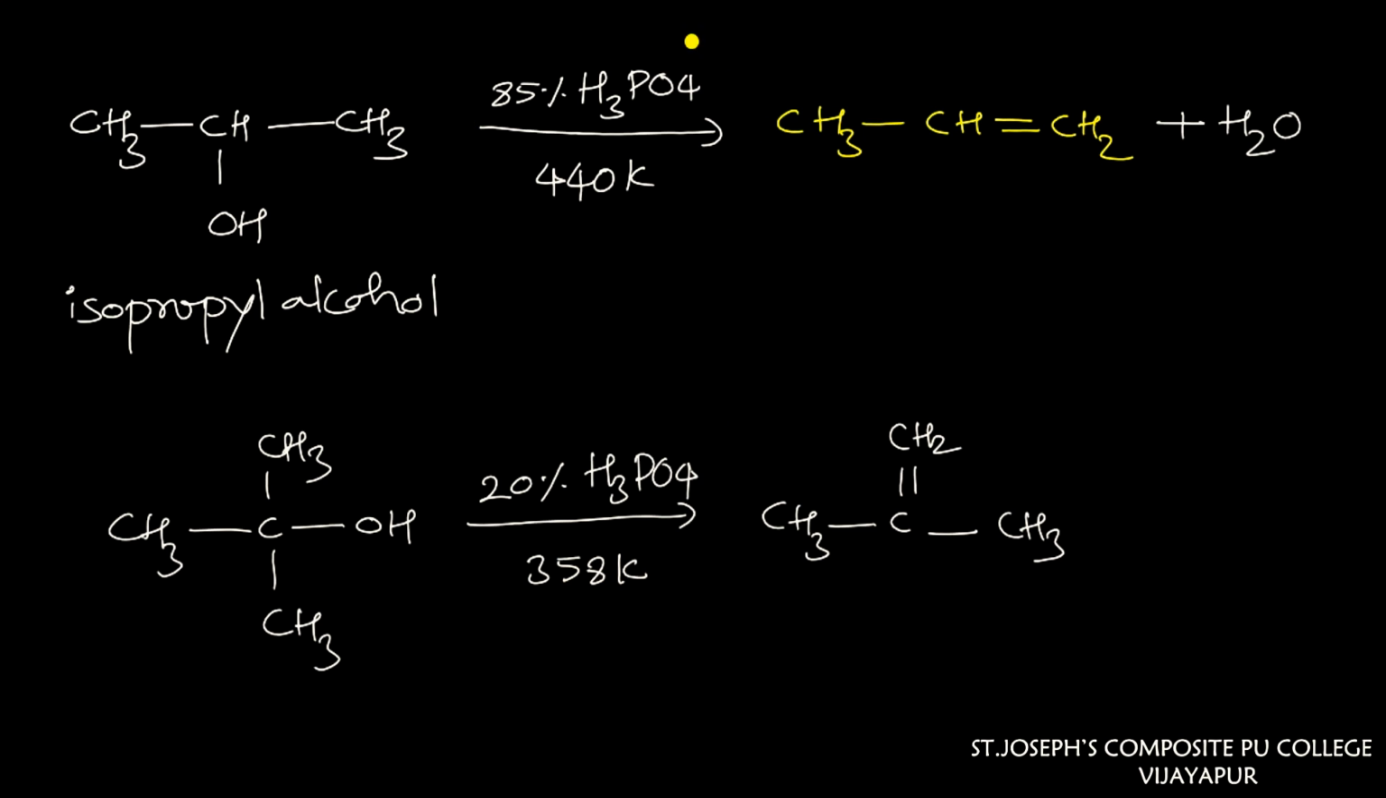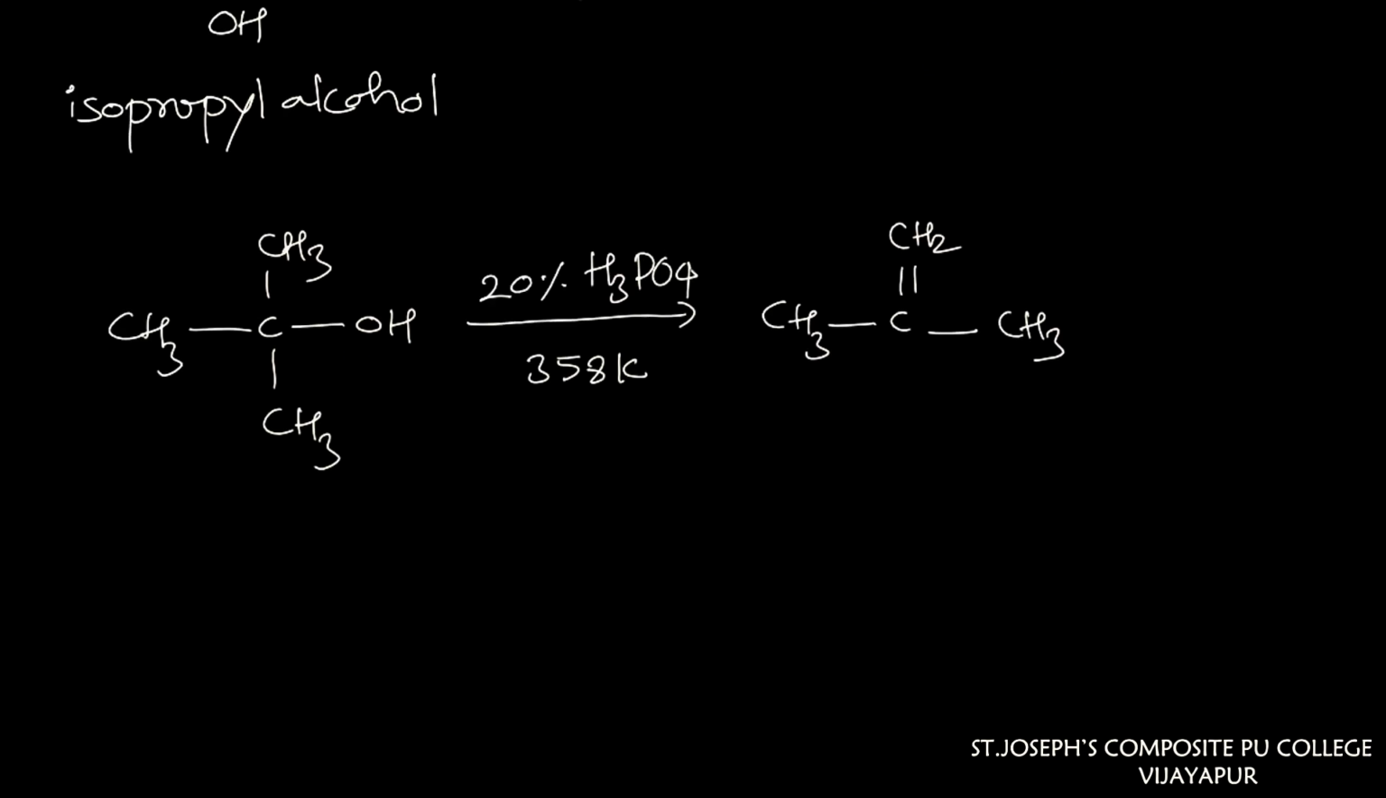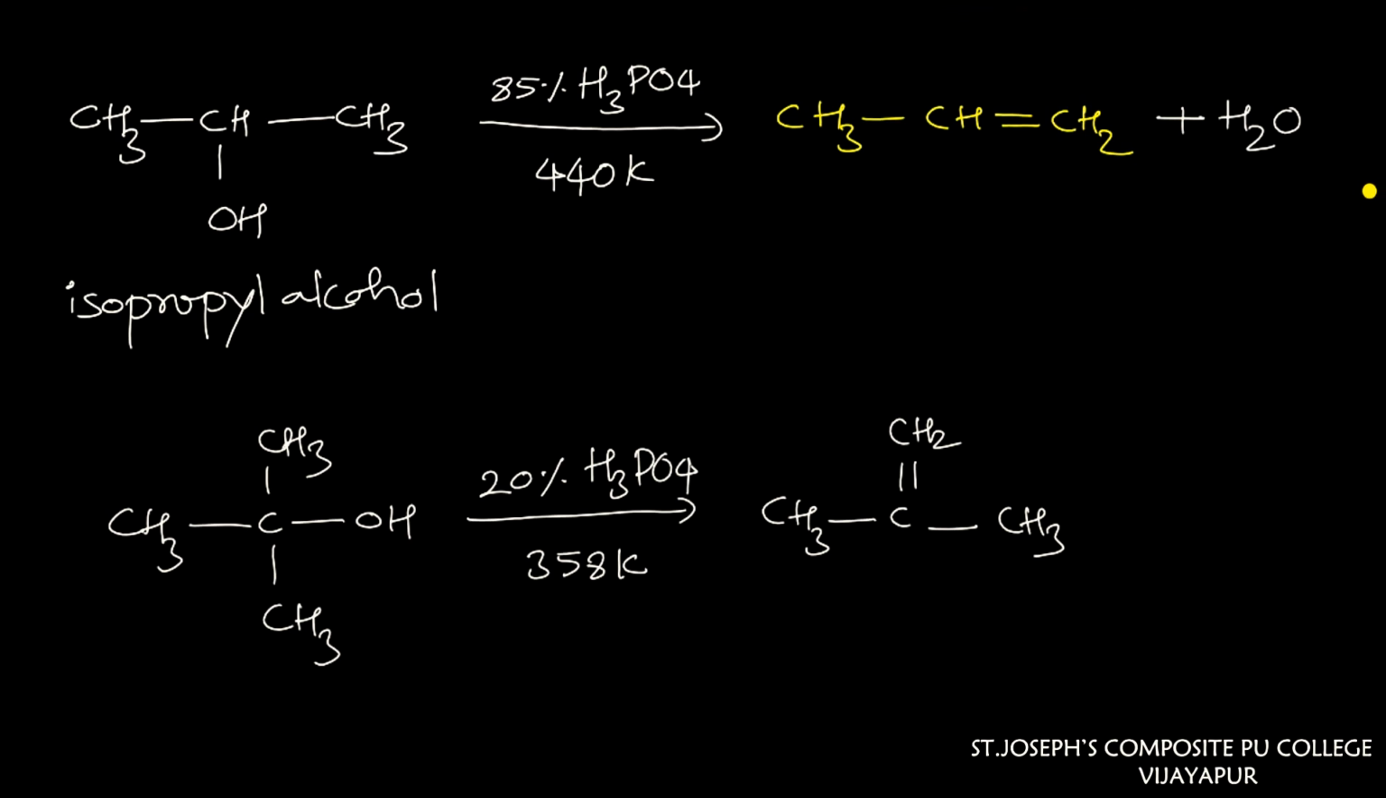You just notice here that in the first case we use very concentrated phosphoric acid at higher temperature, but for tertiary alcohols we use less concentrated phosphoric acid and lower temperature. It tells us that as the degree of the alcohol increases, the order of reactivity also increases. Okay, this is all about the dehydration of alcohol. Thank you for watching.